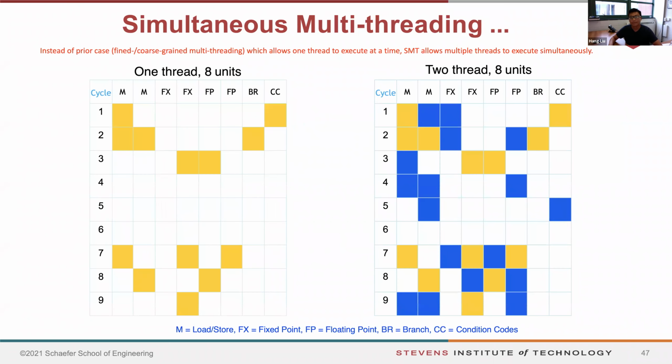These are the illustrations of simultaneous multi-threading. Simultaneous multi-threading means we allow multiple threads to execute simultaneously. For example, in one clock cycle, we can have two memory accesses, and fixed point, floating point, branch, and condition codes executed in the same cycle. Instead of allowing one thread to execute at a time, we allow multiple threads to execute simultaneously. This is going toward multi-core.